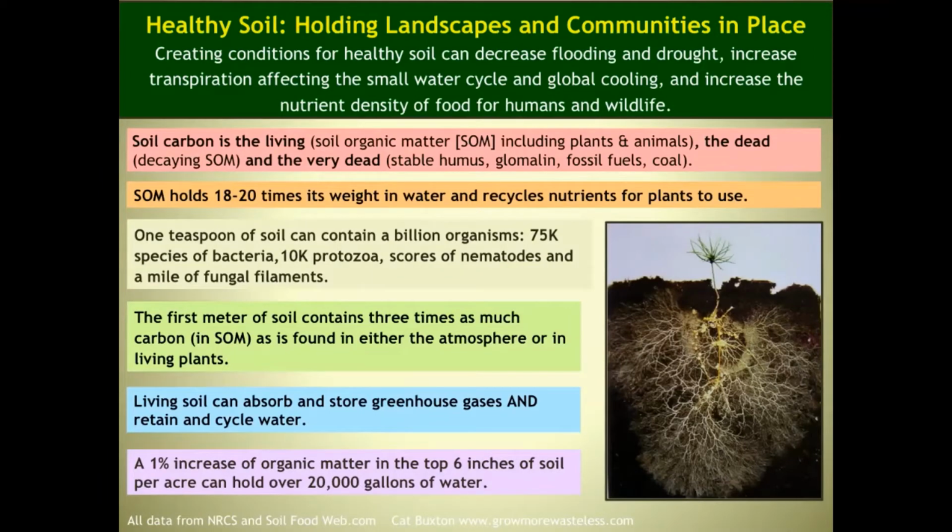If you've ever seen my presentations before, you know that I get really excited about microbes. So I just gotta say it, 1 teaspoon of soil, or maybe you could say 1 tablespoon, I might have that wrong, can contain over 1 billion organisms, 75,000 species of bacteria, 10,000 protozoa, scores of nematodes, all of those are microorganisms, and a mile of fungal hyphae filaments. Those are the teeny tiny little hairs of fungus that you need a microscope to see. A mile in a tablespoon, it's just incredible. And that is literally what is holding our landscapes together.